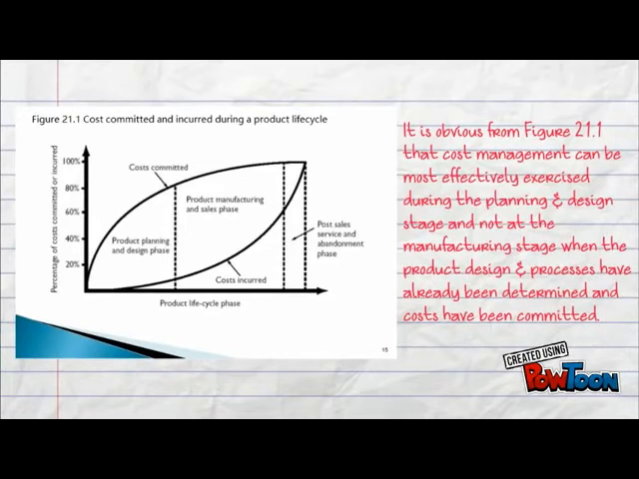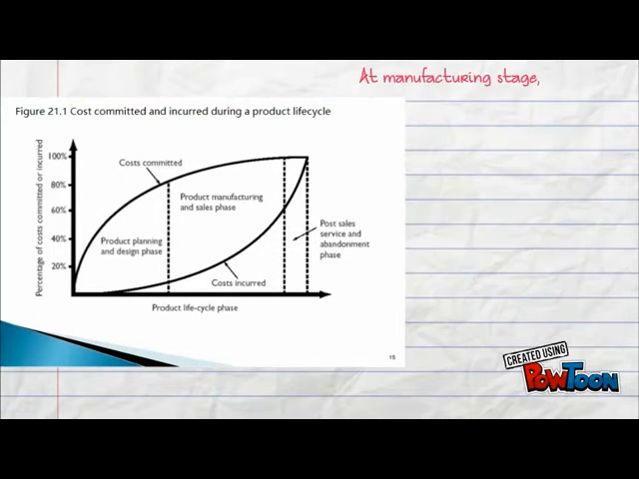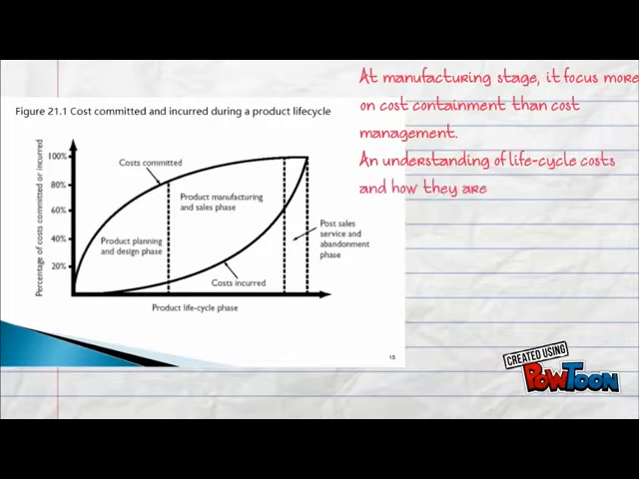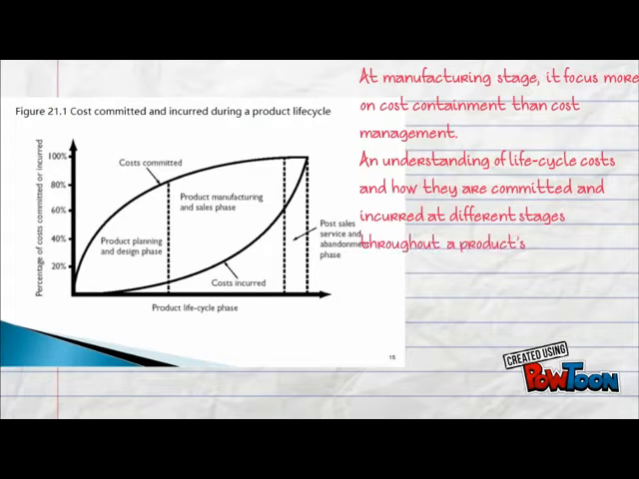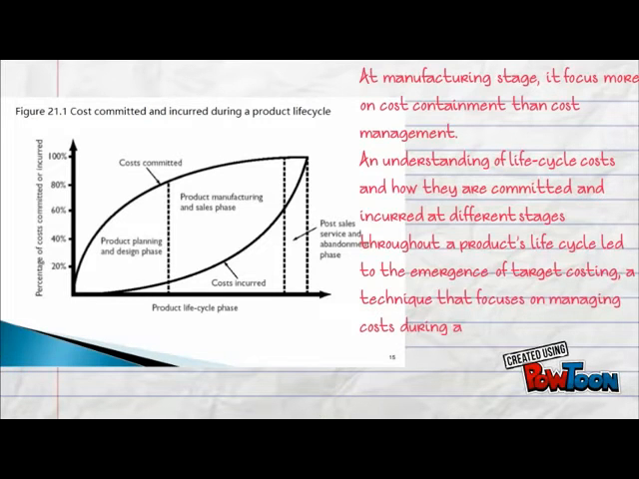It is obvious from figure 21.1 that cost management can be most effectively exercised during the planning and design stage, and not at the manufacturing stage when the product design and process have already been determined and costs have been committed. At the manufacturing stage, the focus is more on cost containment. An understanding of life cycle costs and how they are committed and incurred at different stages throughout a product's life cycle led to the emergence of target costing, a technique that focuses on managing costs during the product's planning and design phase.